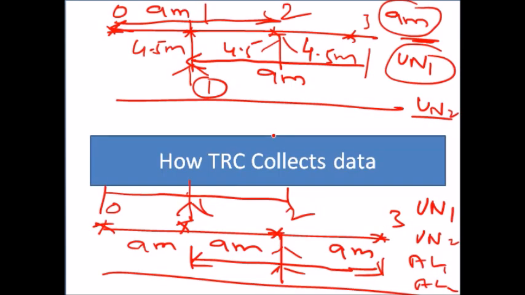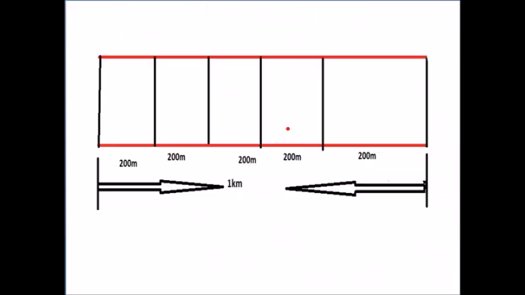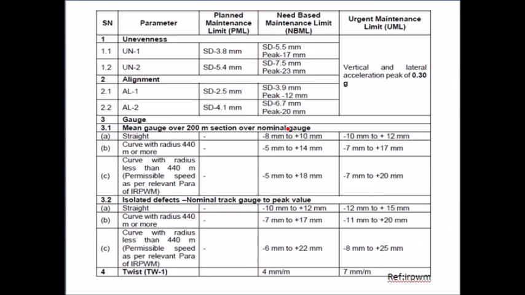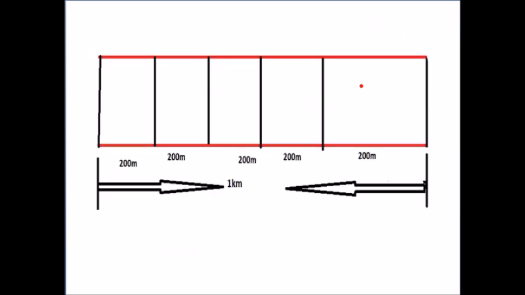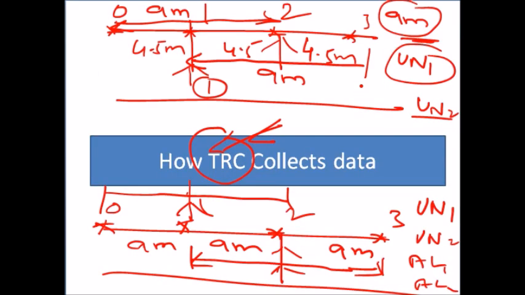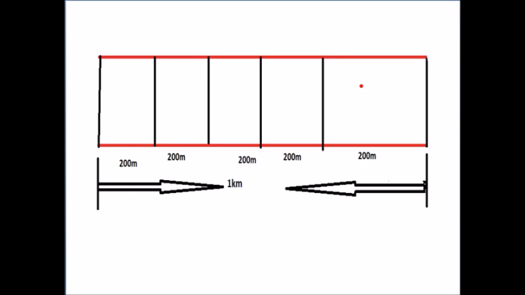Now, manual data collection is very difficult, so at present we are collecting data by using the TRC, the track recording car. It will collect all the data, like unevenness data and alignment data. You can see here unevenness, alignment, gauge, peaks, acceleration. All this data is taken by the TRC for the entire length.